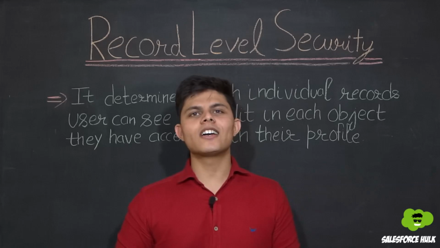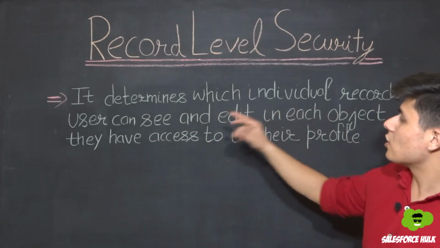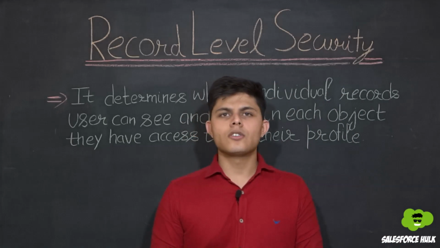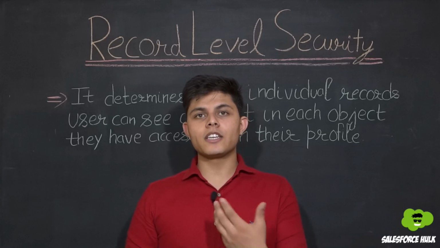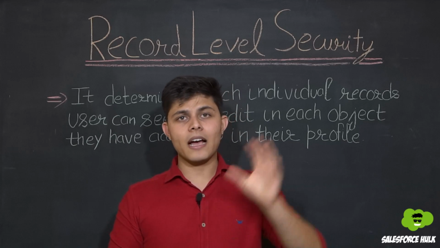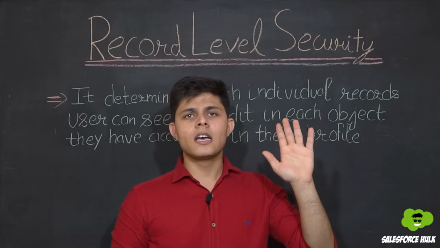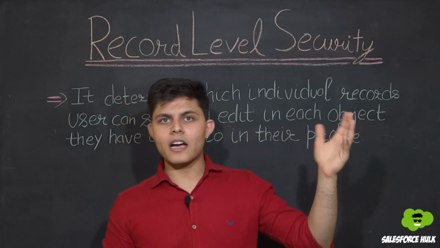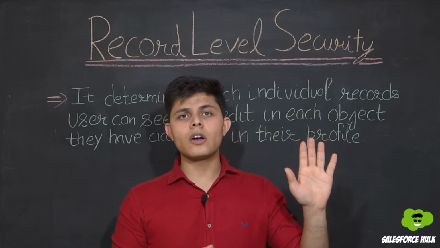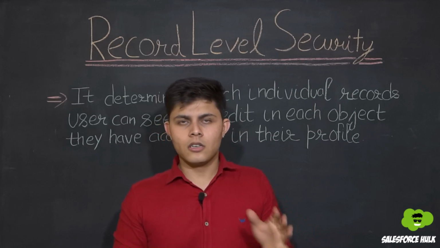Now let's see what record level security is. Record level security determines which individual records a user can see and edit in each object they have access to in their profile. Okay, so let me take an example to explain what record level security is. Let's say you have a bank account object and there are multiple users who have access to that bank account object. They can view the records of bank account, they can edit the records of bank account. But what you want is a particular set of records to be available to edit, not all the records. Let me take an example.